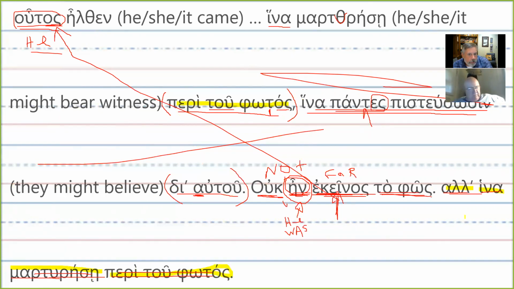So the difficulty is if you read it literally, but in order that he might testify concerning the light, it's a little bit missing something. And what it's missing, you have to add in there. This is where the art comes in. And so what's it referring to? It's referring to the one that came. He came. So what we would say is, but he came in order that he might testify or might bear witness concerning the light. That make sense? Makes sense, yes.